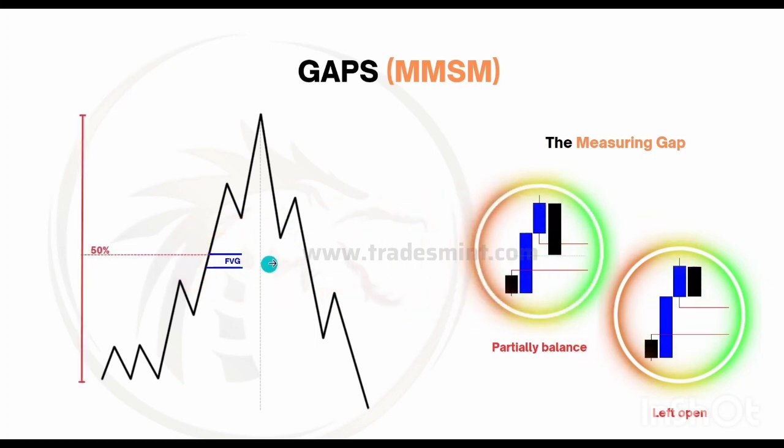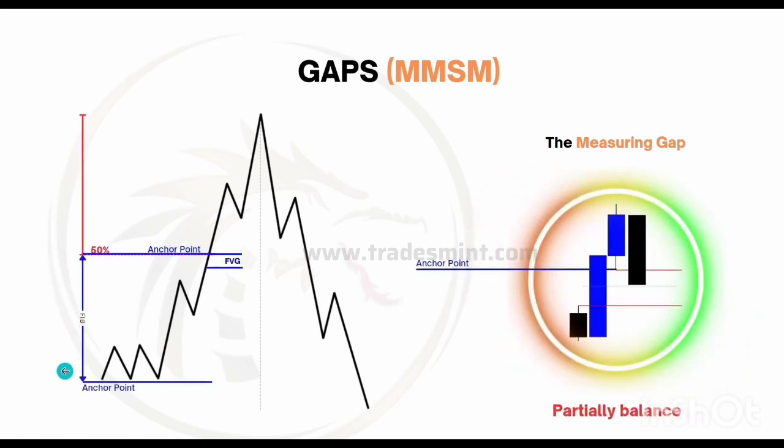Since we anticipate the measuring gap to form around 50% or equilibrium of the dealing range, we can anchor a fib from the consolidation low to the measuring gap and project one standard deviation higher. This would give us a measured move from the anchor point to where the measuring gap forms.